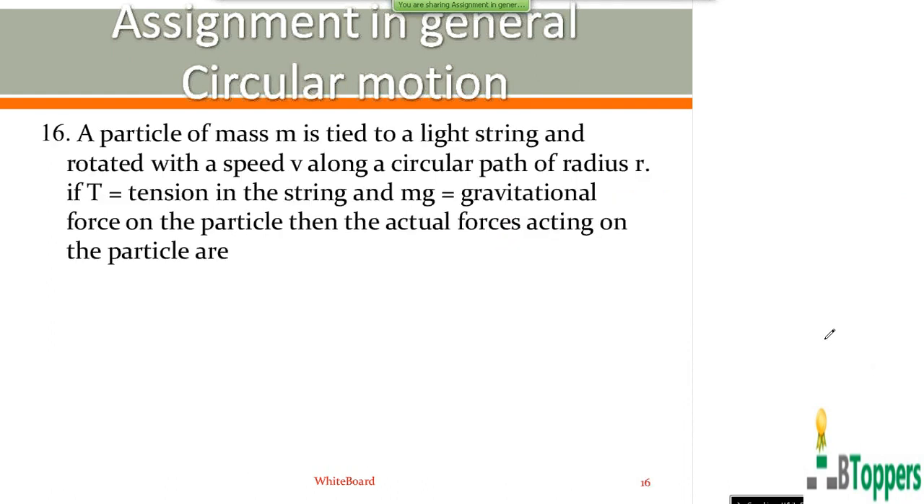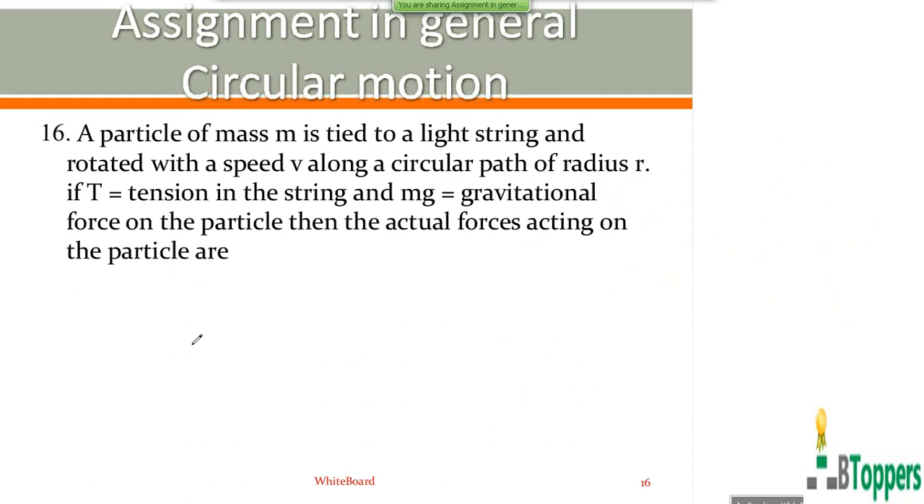See the question number 16 here. A particle of mass m is tied to a light string and rotated with a speed v along a circular path of radius r. If capital T equals tension on the string and mg equals gravitational force on the particle, the actual forces acting on the particle are.